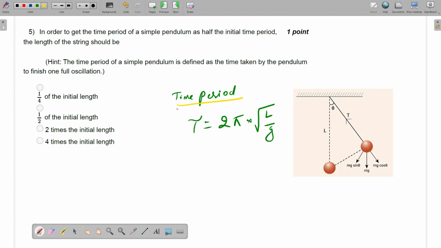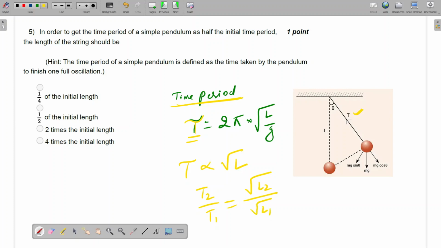So here this equation is there. Pendulum, what is the time period? Here this T is tension, not time period. So in this direction, mg cos theta, mg sin theta. What is the formula for time period? It is 2 pi into under root L by g. And we see the time is proportional to under root L. So T2 by T1 is equal to under root L2 by L1.